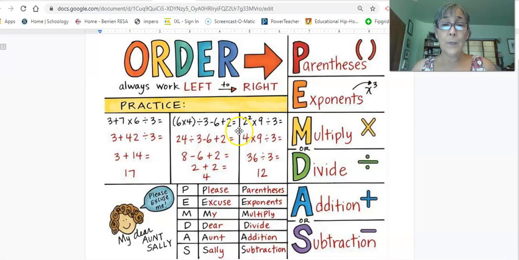So they did that. 2 times 2 is 4. And then they did the multiplication, 4 times 9, which is 36. And then they did the division, 36 divided by 3 is 12. So that's how PEMDAS works.